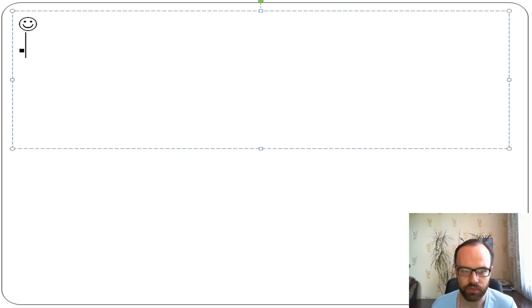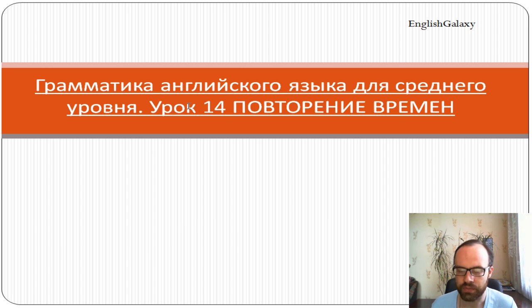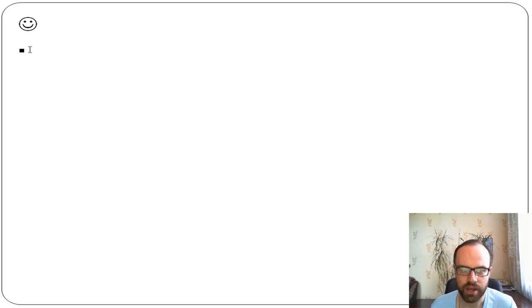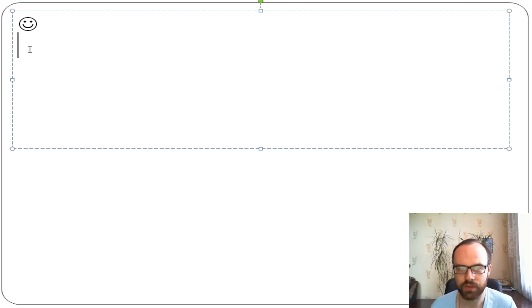Okay, so you know that we're going to revise some English tenses. Yes, it's a revision of English tenses, and I think that you'll support this idea. Right, and I have several questions for you. The first one is, what groups of tenses do you know? Can you name these groups of tenses? And how many groups of tenses do you know?